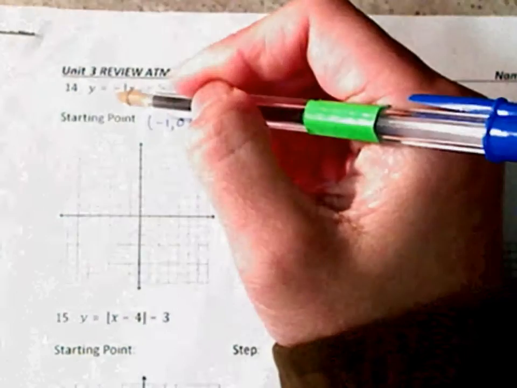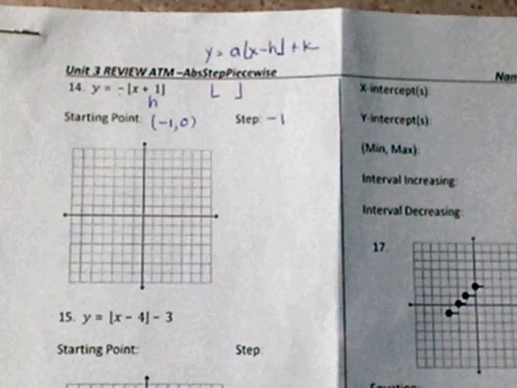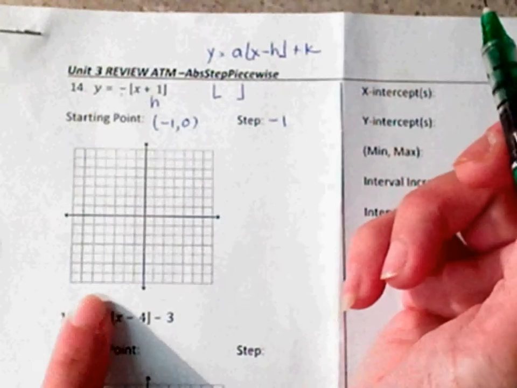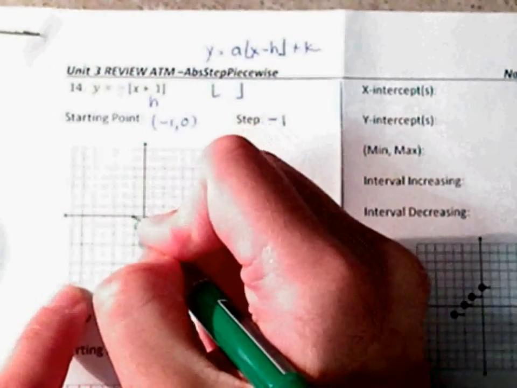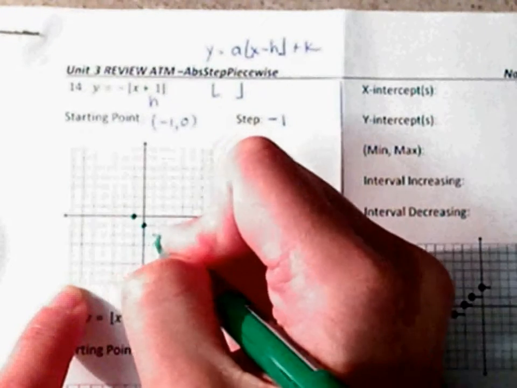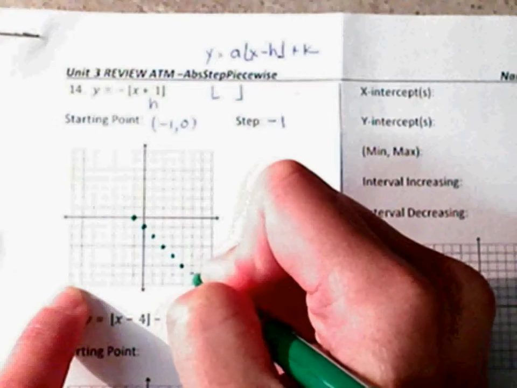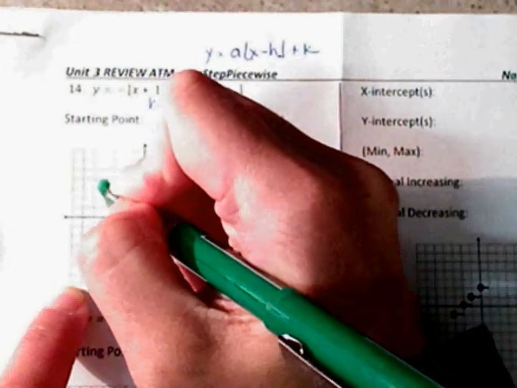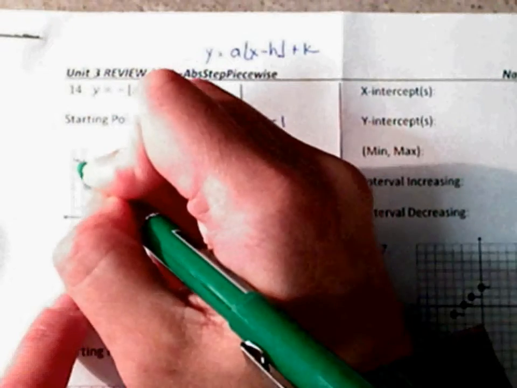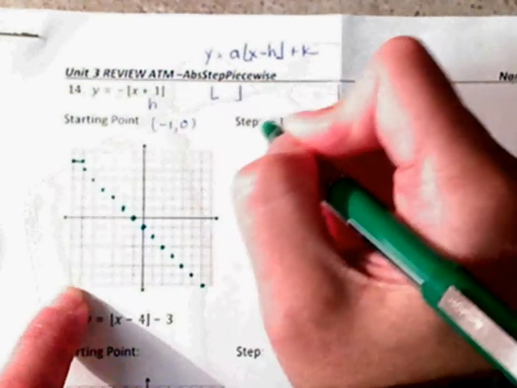Your step, that's your slope. You're going to go down every one. So I'm going to go ahead and graph my steps, and it looks just like a step. I'm going to start at -1, 0, right here. Now, you notice I went down one to the right one. This shows a negative slope. You don't have to graph all of it, but please try to graph as many as you can. And it's all going to look like this.